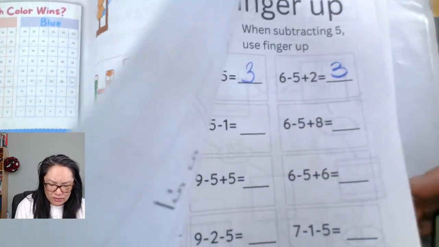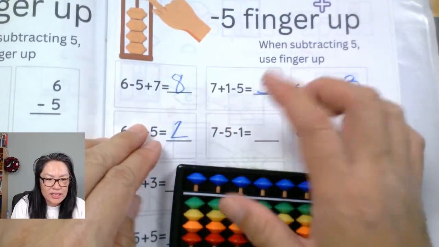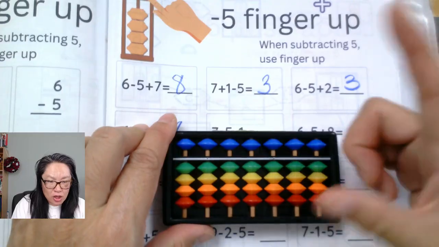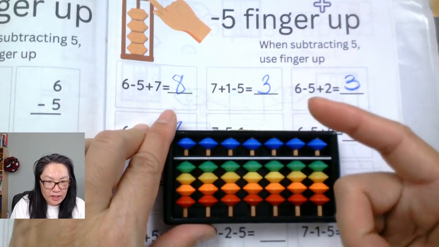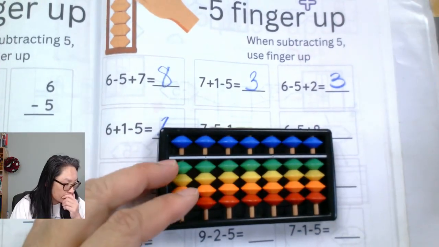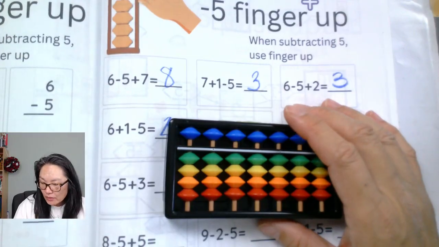That doesn't make sense. Why are we doing this? Well, we're doing this so we can see how the beads move. Does that make sense? So going through it, we have to go through a little bit of understanding before we can go into the bigger numbers. All right, how are we doing?